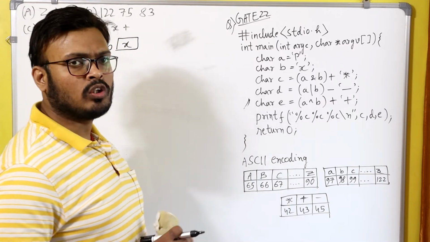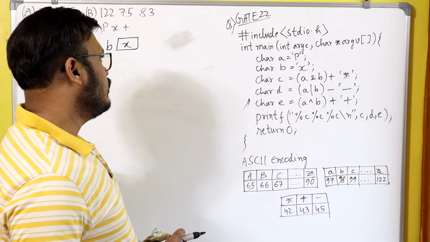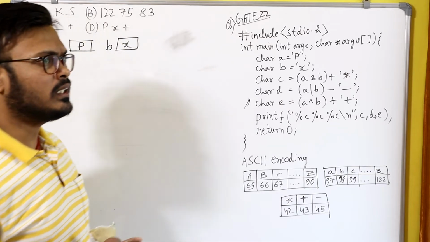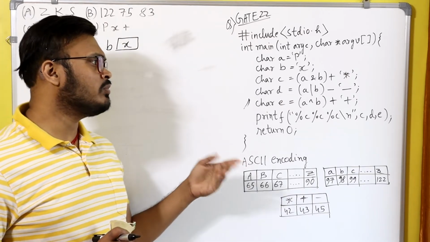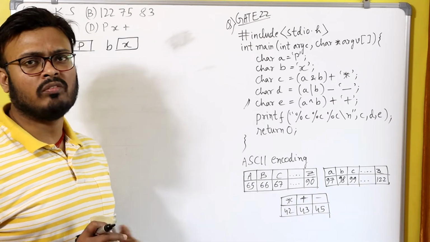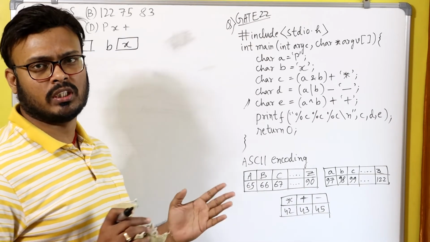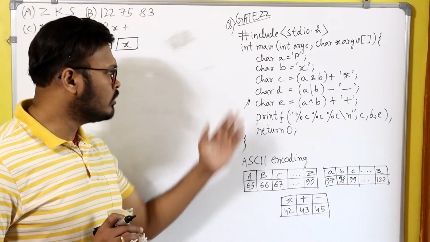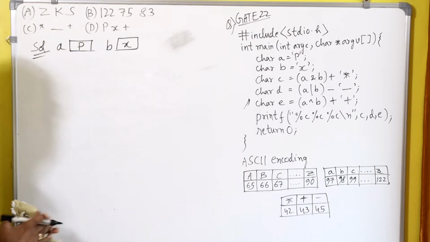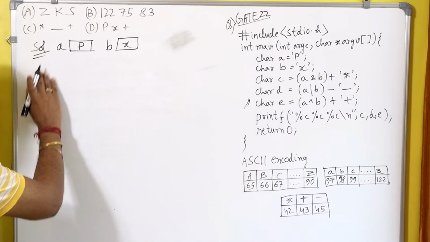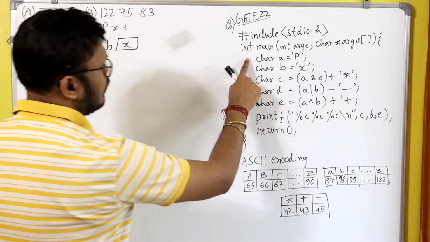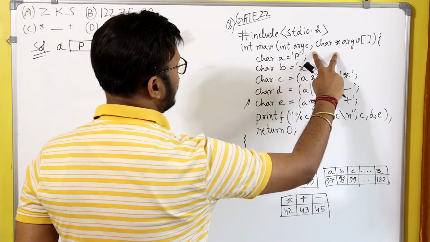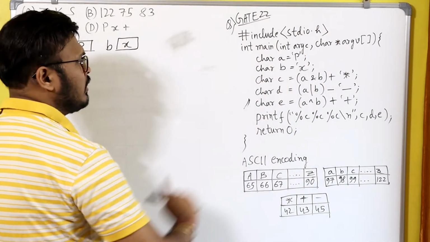So let's solve this question. This year, the questions asked from C programming were not difficult. They asked a very easy question from this concept, so let's solve it. Here you can see that in the main function, 2 arguments are there. Just forget about that part.